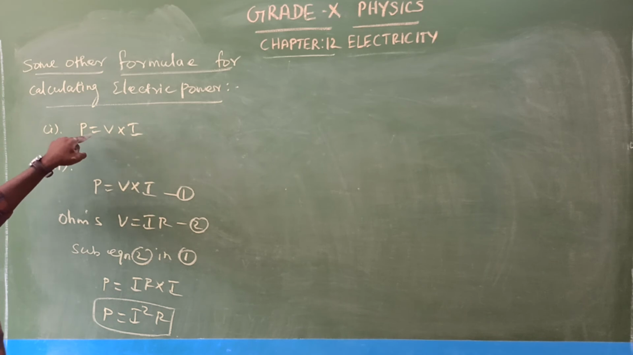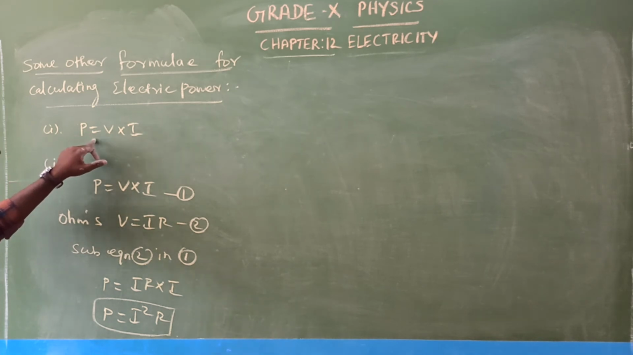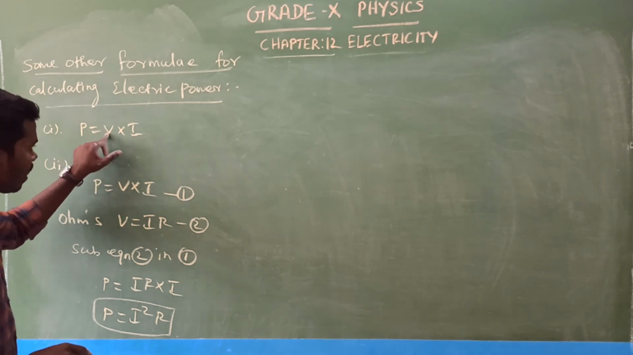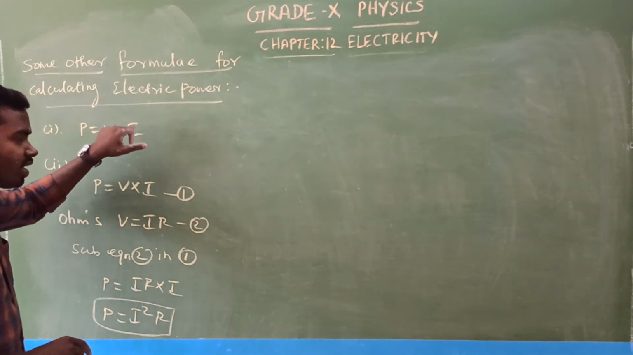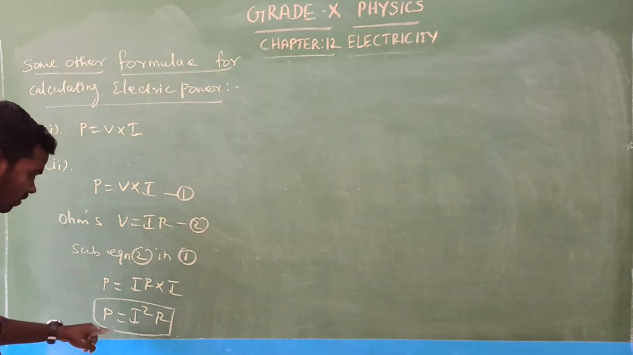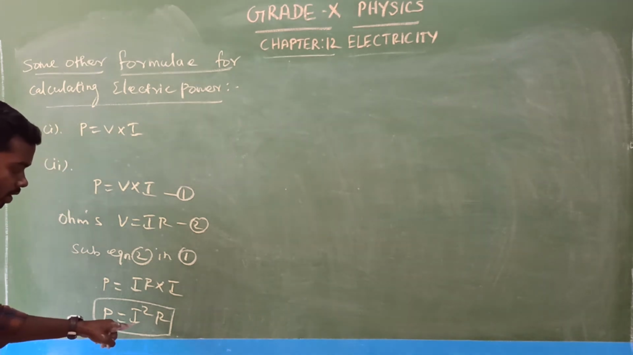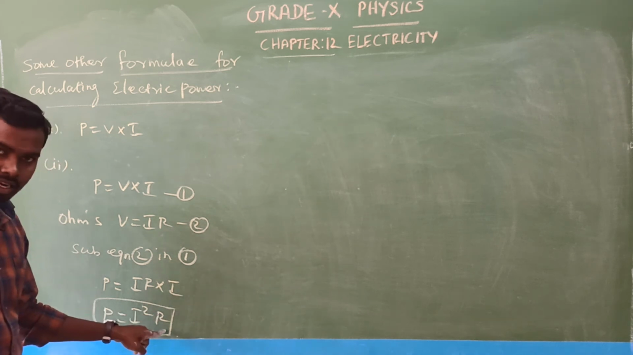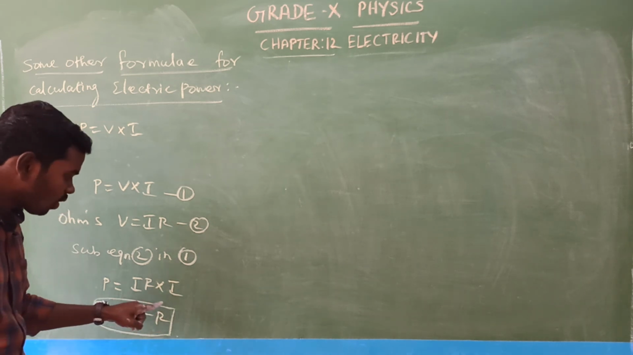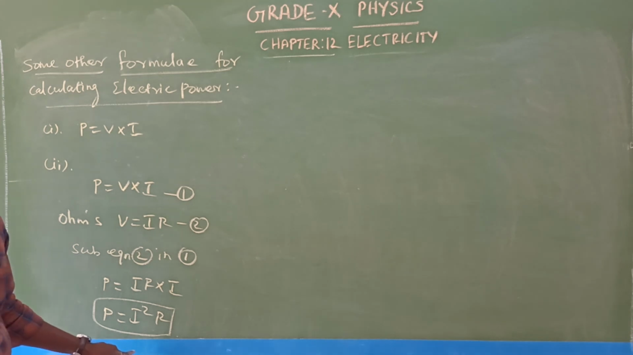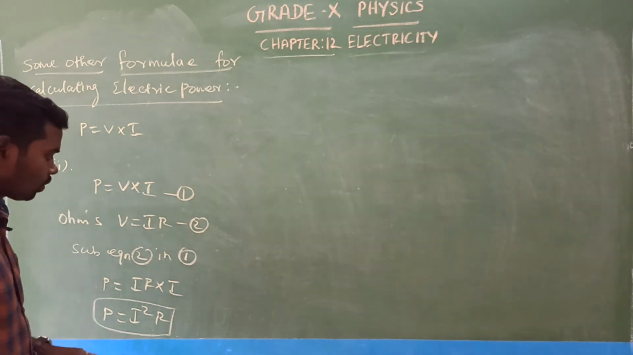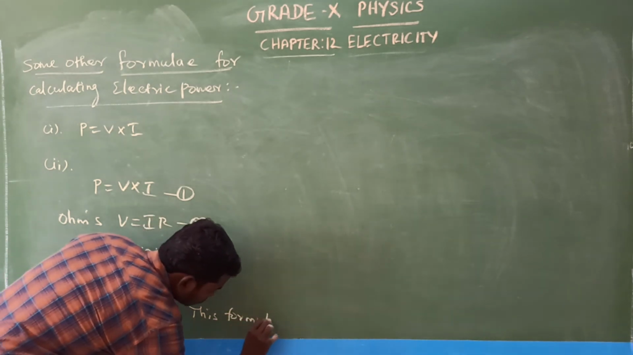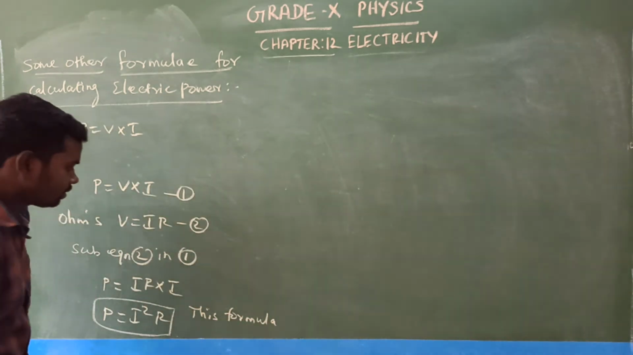Look here. First formula, P equals V and I. This formula is for calculating the power value if you know the voltage value and current value. We can choose this formula. And the second formula is for calculating the power value in terms of current and resistance, which means if you know the resistance value and current value, we can choose this second formula. Okay, look here. I'll write there.